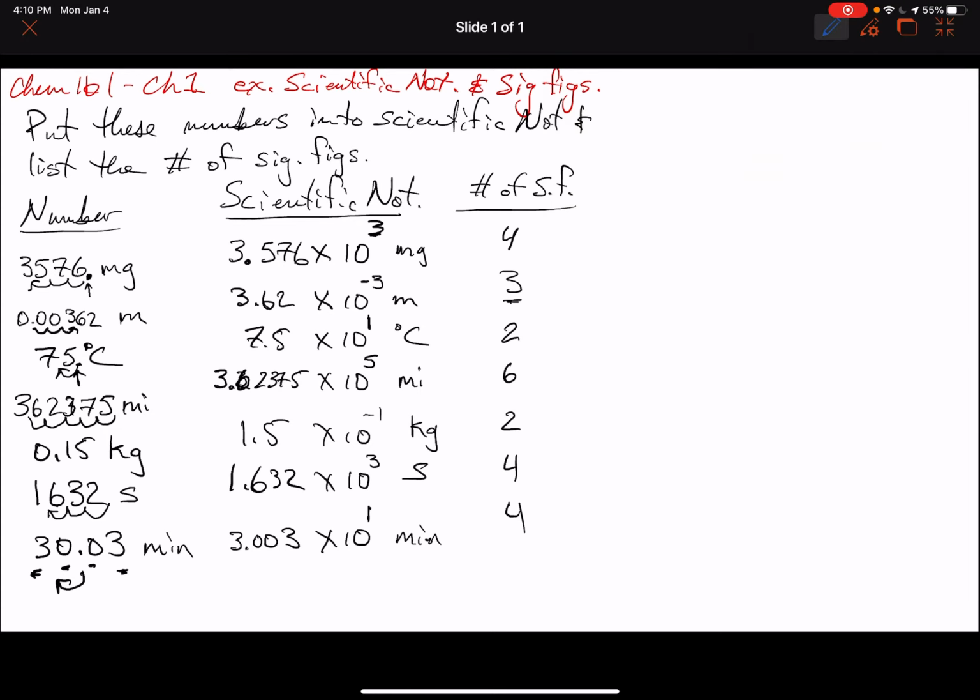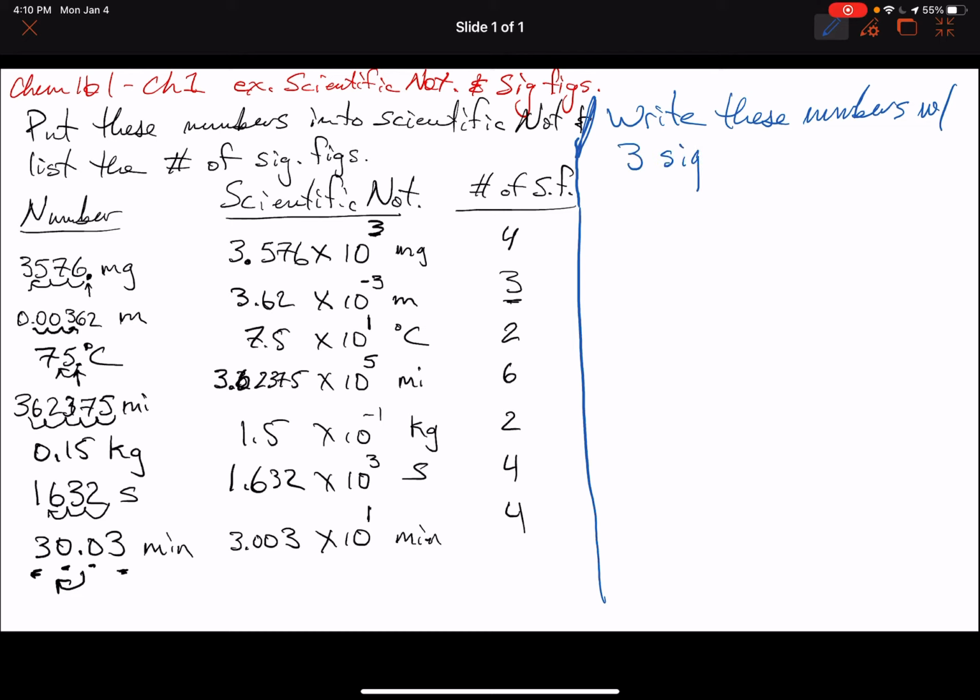Let's move on to some additional examples where we have to adjust the numbers to the correct number of sig figs. So let's look at these examples here. The instruction will be, write these numbers with 3 Sig Figs.